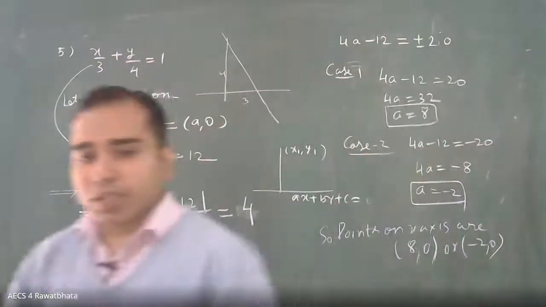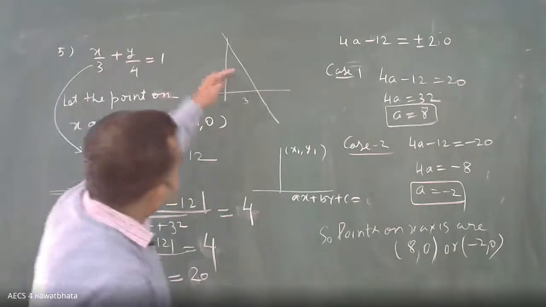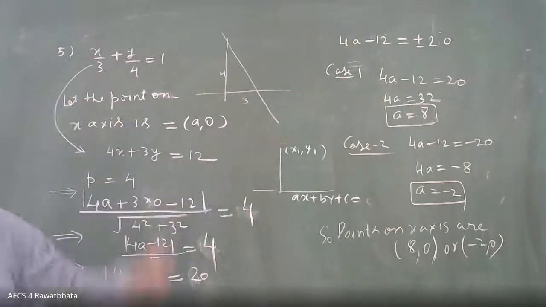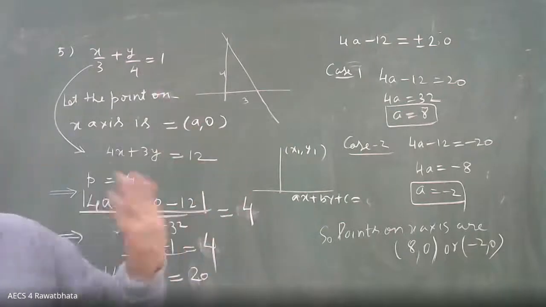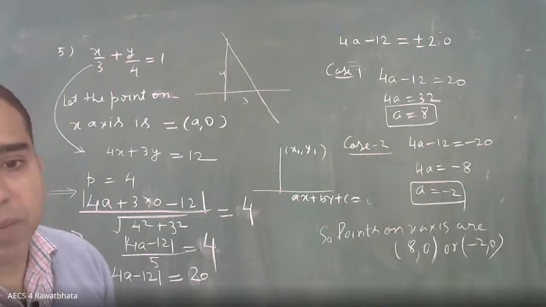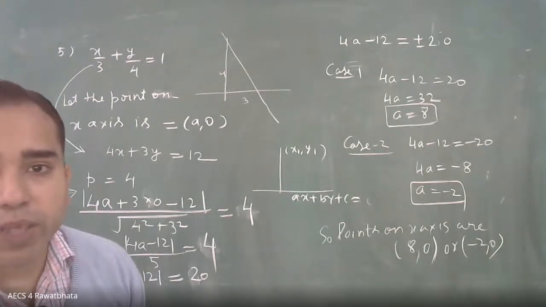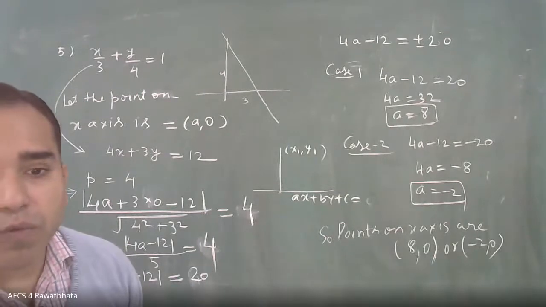You can check the answer. So two such points will be there, one from this side and one from the other side, right? So that the distance of that point from this line will be 4 units. So two such answers are there. So this was question number 5. Please complete it. And question number 6 also we can do, and then we shall conclude this class.